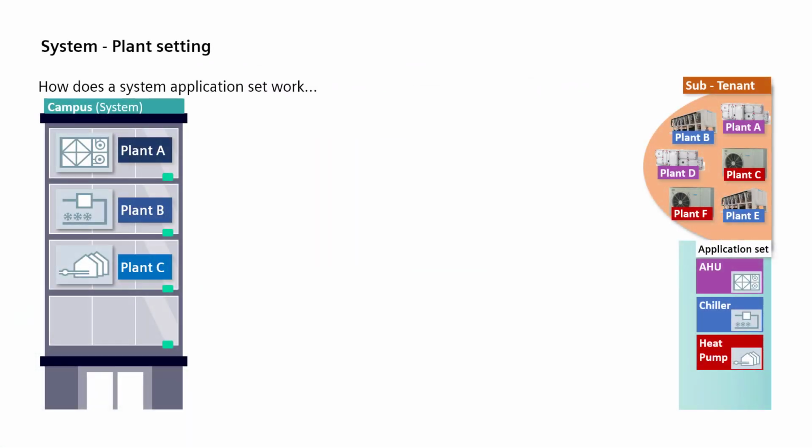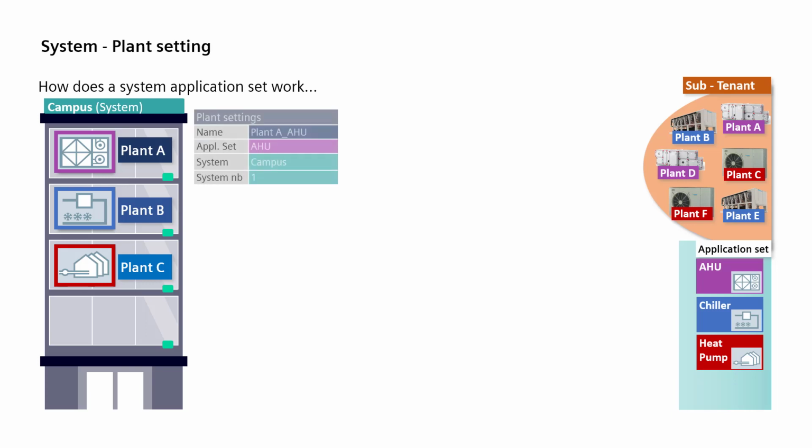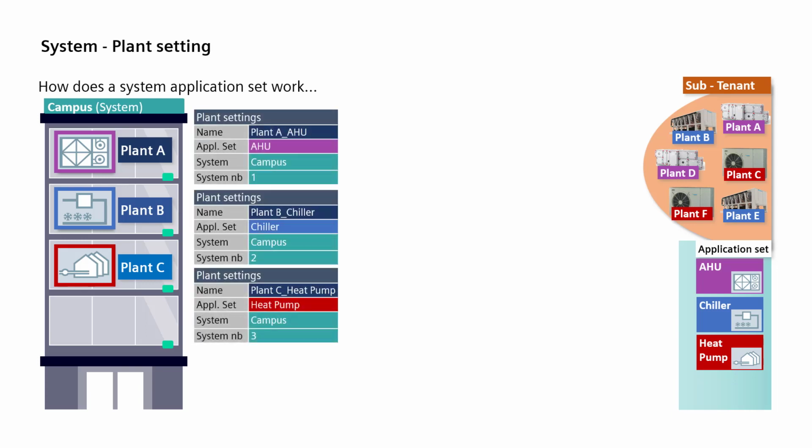Let's look at some important plant parameters to create a system. A system defines a group of plants that belong to an operating unit. This facilitates the maintenance of the plants, as messages of this operating unit can be sent to dedicated users. In our example, the building consists of 3 plants installed in one building: a ventilation unit, a chiller, and a heat pump. An application set must be assigned for each plant to give plant users access to its dashboard.